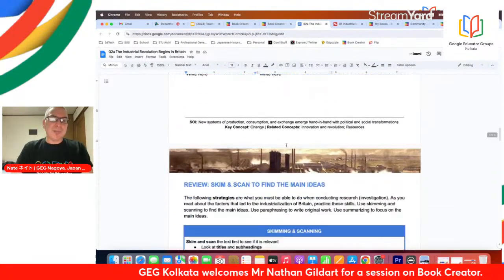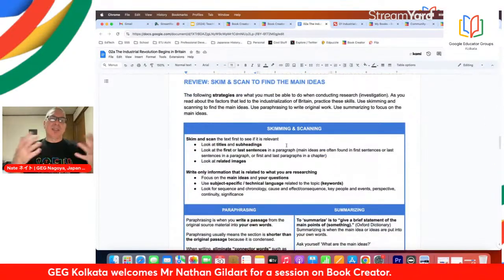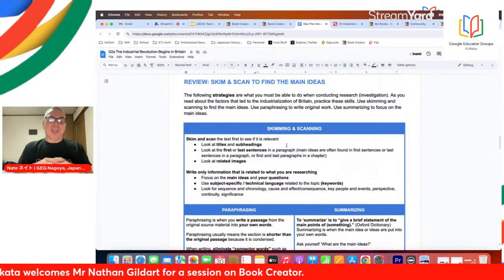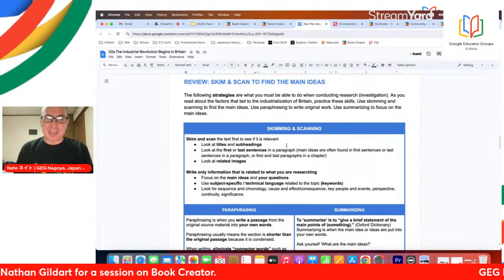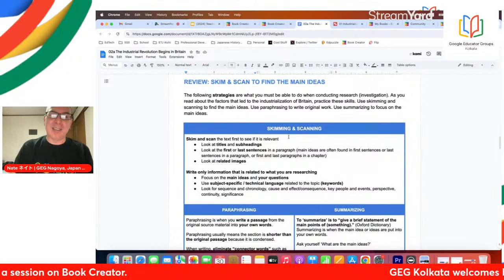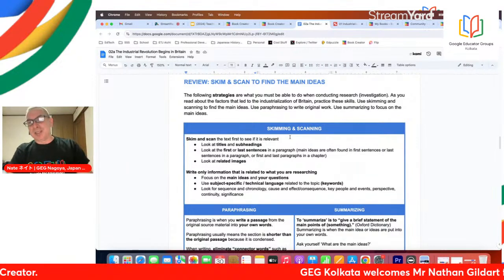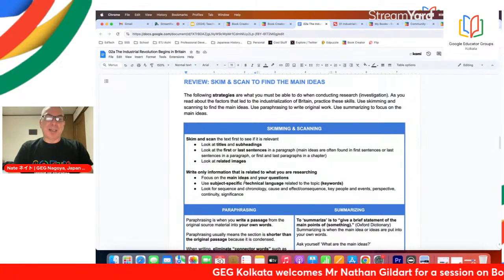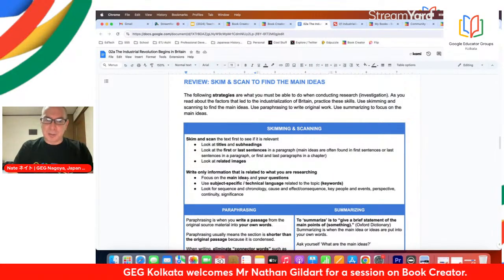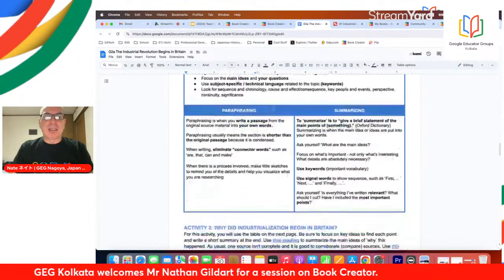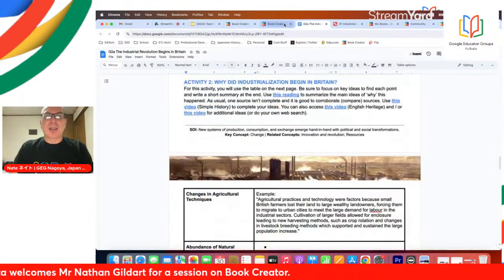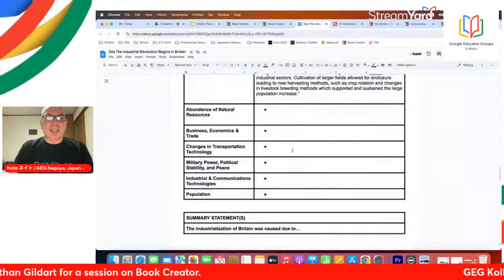And of course, now in the document, here's another skill we're working on: skimming and scanning to find the main ideas. We've already learned about skimming and scanning before, but I also have a review of how to do it with the students. And so then they're going to go through the book. Let me just show you what the task is.